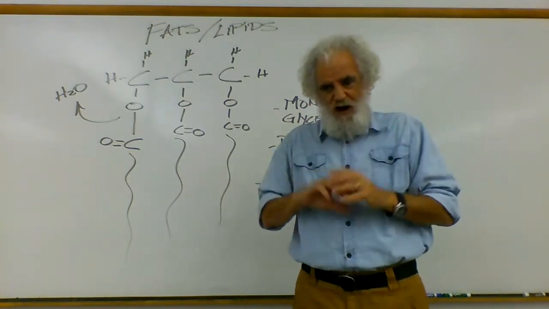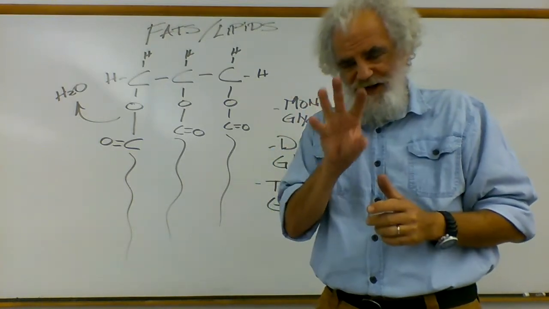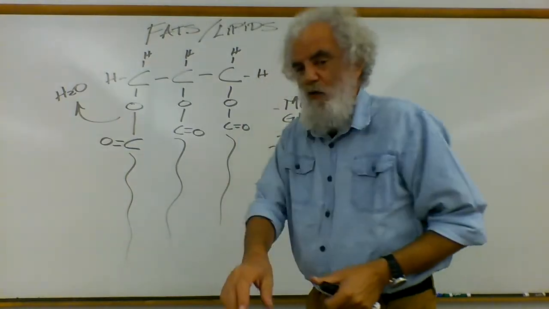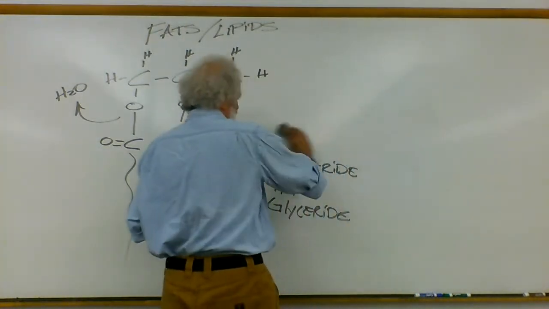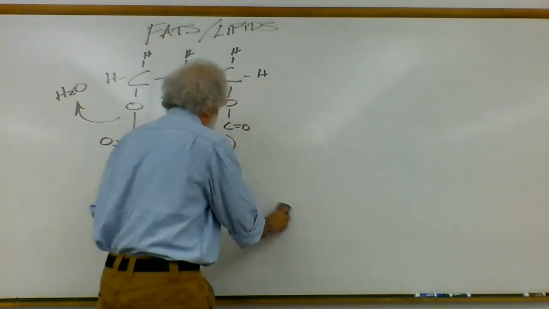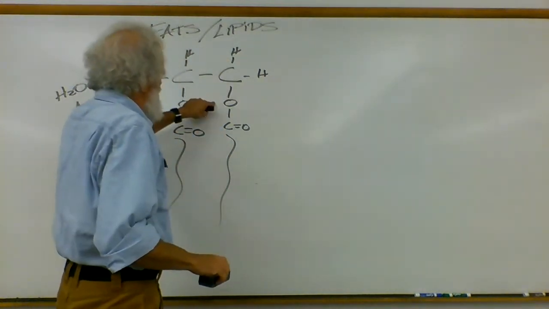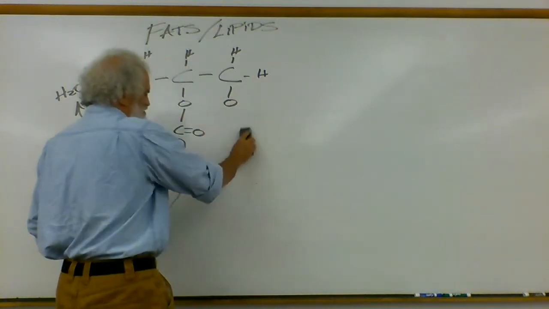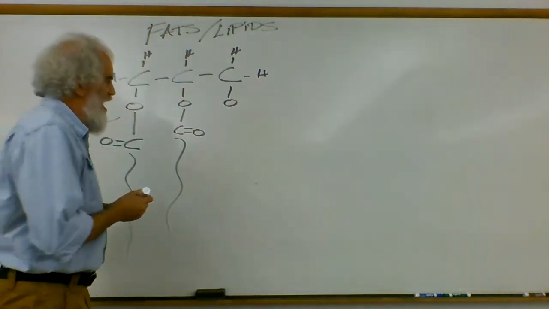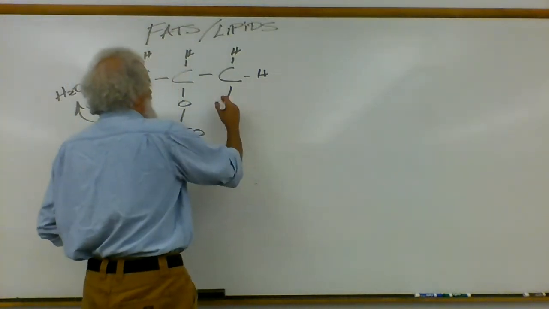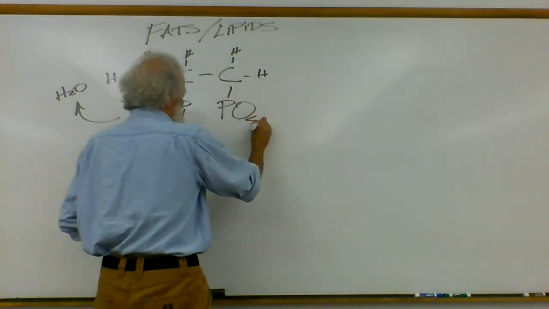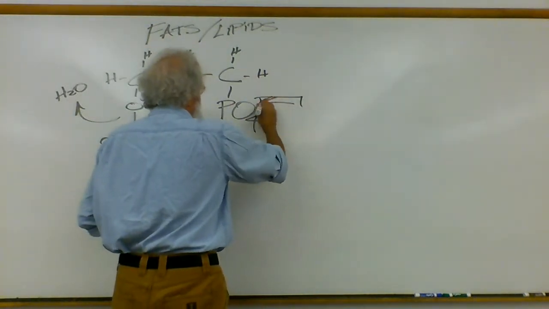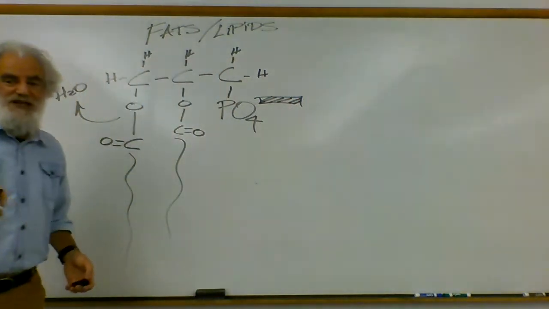Now, the last part of what we want to talk about, though, is a very specific kind of diglyceride. And this is a really interesting member of the fat category. Let's take this fatty acid and pull it off. And instead of putting a fatty acid here, let's put a phosphate molecule. And what did you just say? Negative charge. Now let's think about this for a moment.